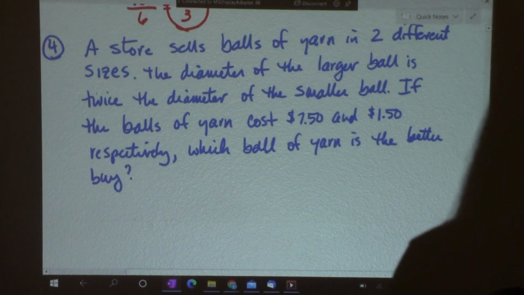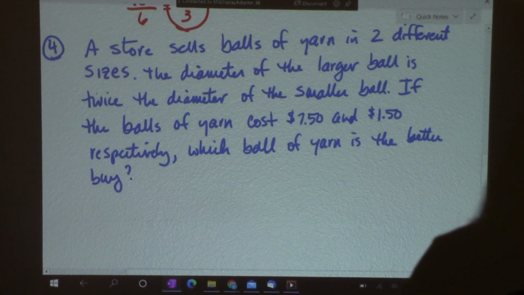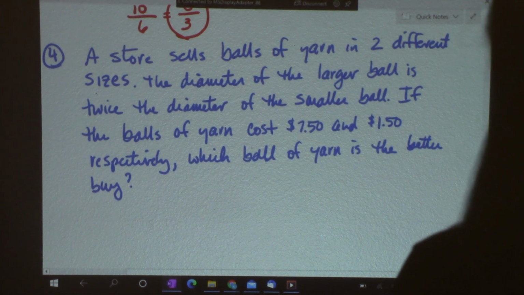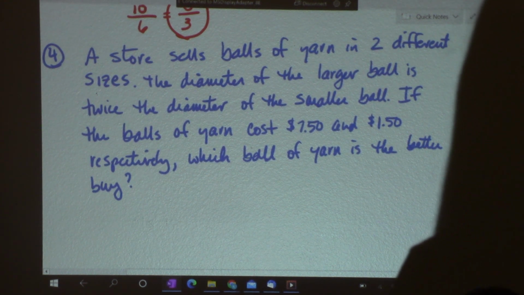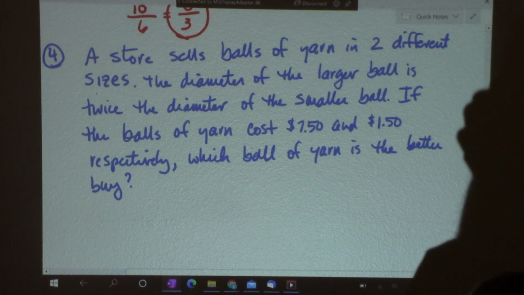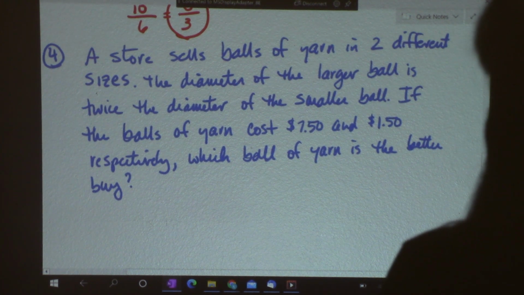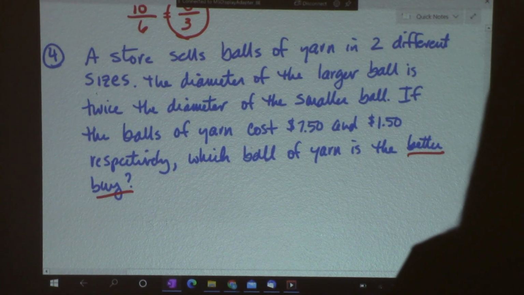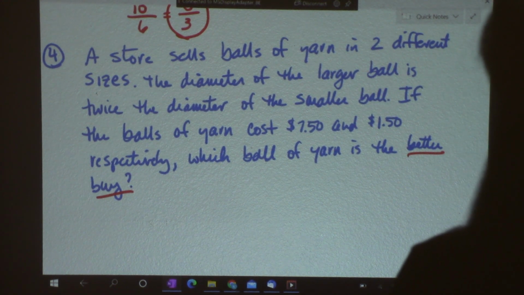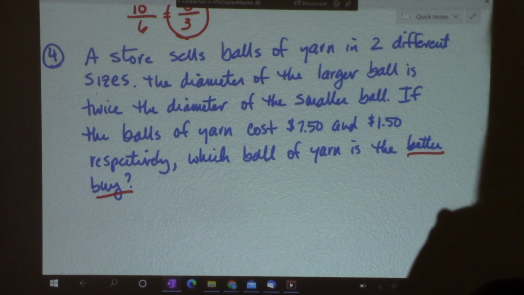Number 4, I'll read it. You can pause this while you write it down. A store sells balls of yarn in 2 different sizes. The diameter of the larger ball is twice the diameter of the smaller ball. Okay? If the ball of yarn costs $7.50 and $1.50 respectively, which ball of yarn is a better buy? Okay? So let's look at this. I need the volume to know how much yarn is actually in each ball of yarn. So I'm looking at volume.